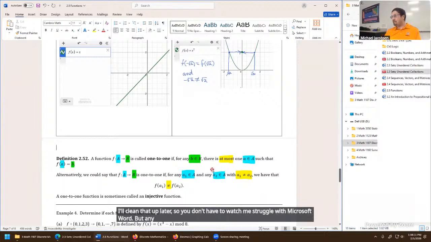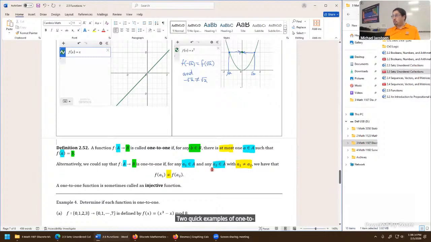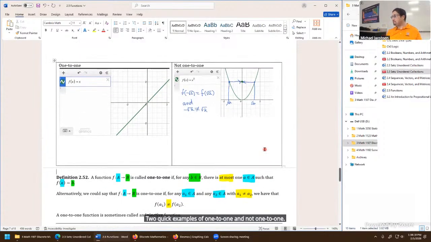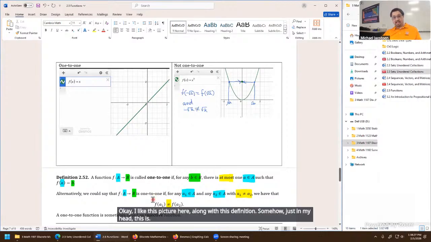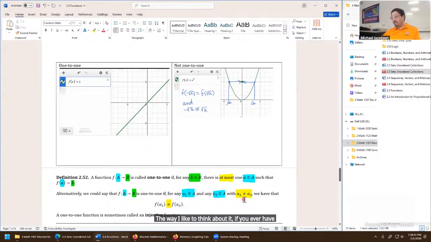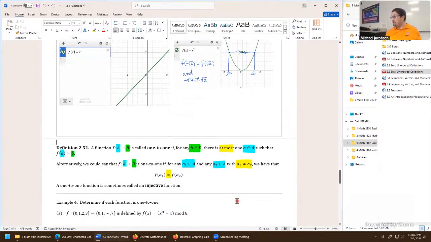But any questions at all, folks, with the 2 quick examples of one-to-one and not one-to-one? Okay, I like this picture here along with this definition. Somehow just in my head, this is the way I like to think about it. If you ever have 2 elements that are not equal, but the function values match, that means you are absolutely not one-to-one. But if you always grab distinct elements and they always map to different values, that's the not equals, then you're in the one-to-one case. So the fact that we got equality here is why we said not one-to-one for that particular example. We'll look into a couple scenarios just like we did before.